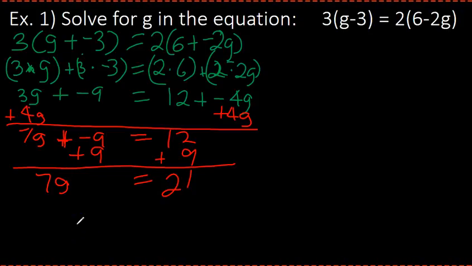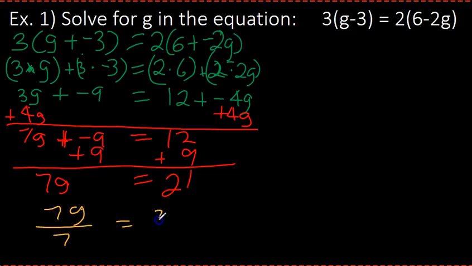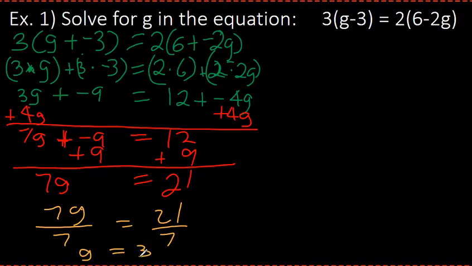To get g by itself, we divide both sides by 7. So 21 divided by 7, g is equal to 3. All right, done. So we have solved for g. All right, step by step.